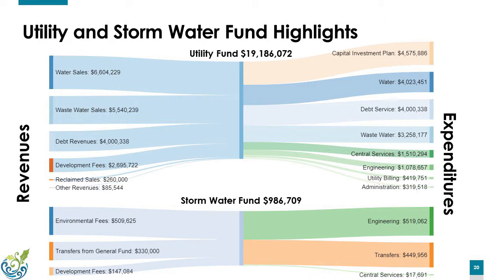And then on the expenditure side, the right side, investments in the capital investment plan, other water operations, debt service, and wastewater operations. In the stormwater fund, it totals $986,000, and that's comprised of environmental fees along with transfers from the general fund and development fees. And then on the operating side goes to support staff and other various operations associated with the stormwater program.